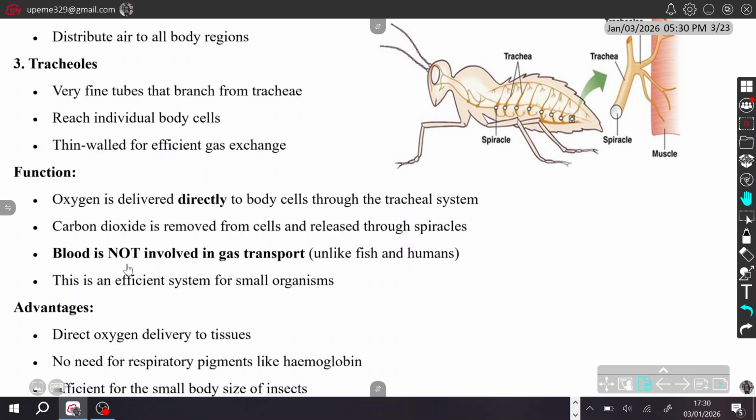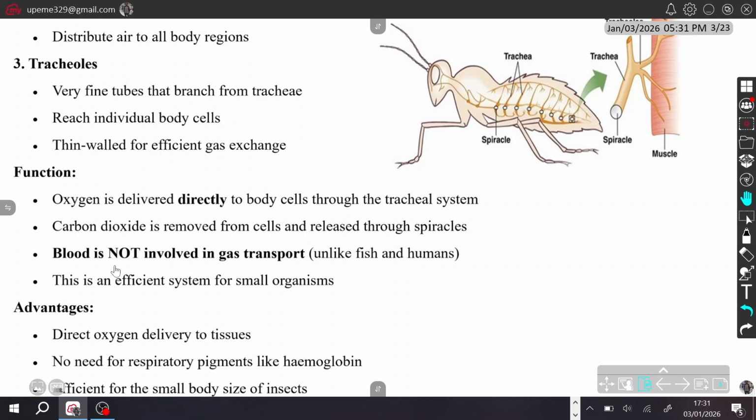Blood is not involved in gas transport, unlike in fish and humans. So in this, there's nothing like gas moving inside the blood. The gas will just move in a fluid. Oxygen will be able to move through the fluid into body cells, and the carbon dioxide will diffuse out of the body cells into the fluid and into the outside environment.